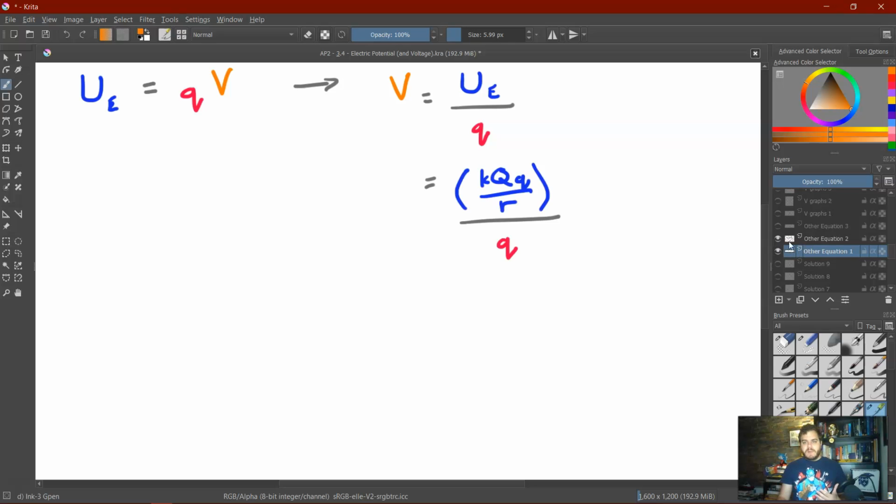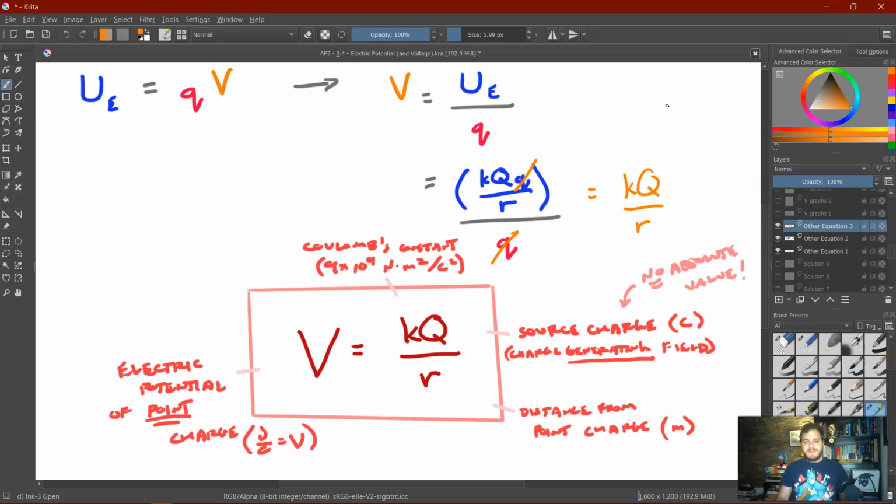Well, I could just plug in my equation for electric potential energy, where I've used big Q and little q instead of Q1 and Q2, where big Q is the charge creating the field, and little q is the charge placed in the field. But if I do that, we get kQq over r. This little q and that little q are going to cancel, so we're going to be left with just kQ over r. And this is, in fact, another equation for electric potential. Specifically, this is electric potential for a point charge.